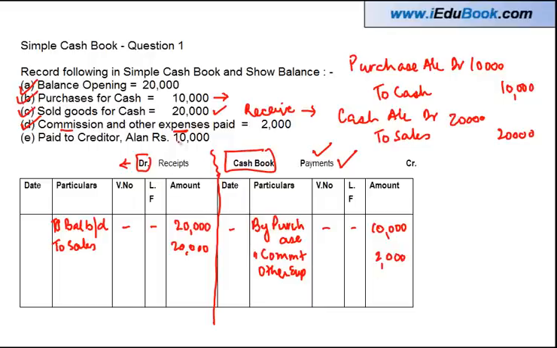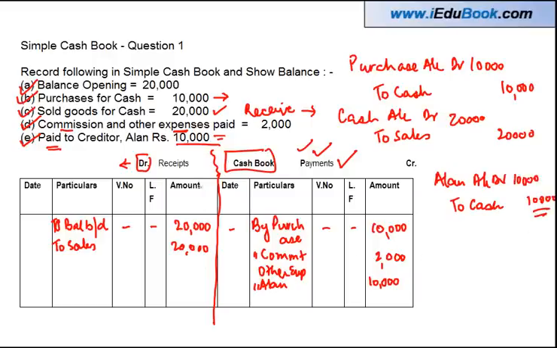Paid to creditor Alan, rupees 10,000. Again, paid. It's a payment case. So we will write by Alan 10,000. Right? If you were to pass an entry for this, Alan will be debited. Why? Because Alan is a creditor. A creditor has a credit balance. When you pay him, the balance goes down, to cash 10,000. Right?